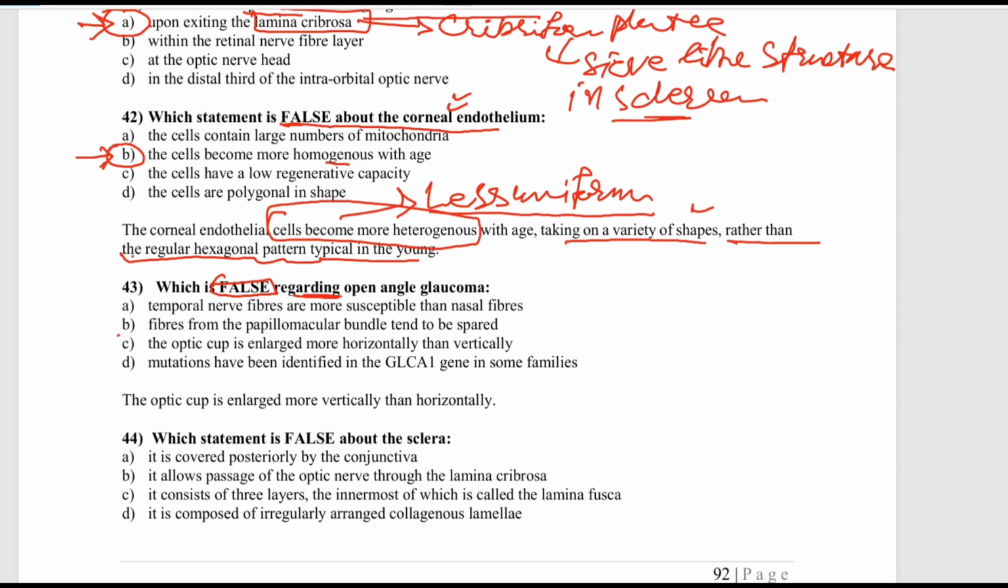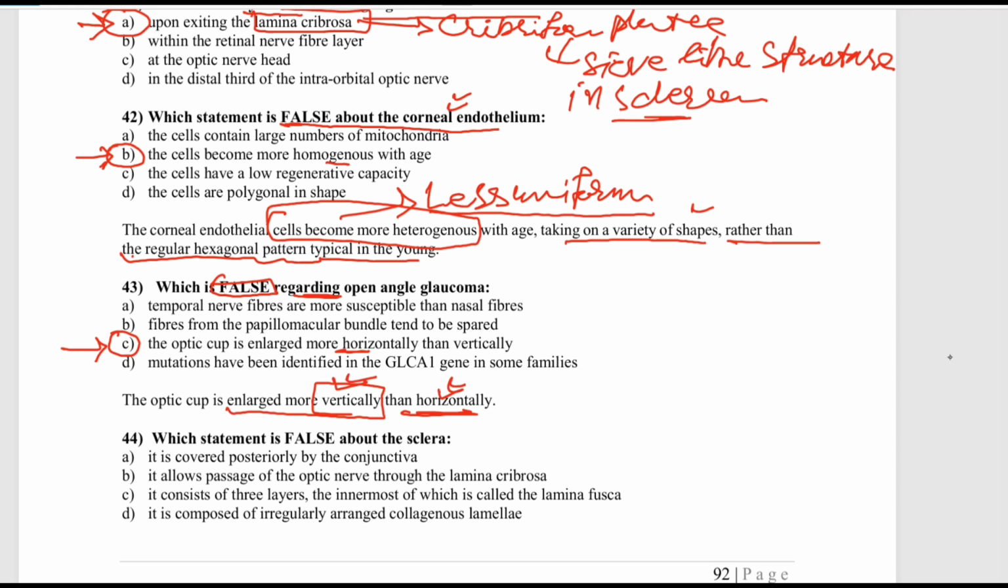So the correct option here is C, because the optic cup is enlarged more vertically than horizontally. Remember this, that here it was written more horizontally. No, it is not more horizontally, it is more vertically enlarged.